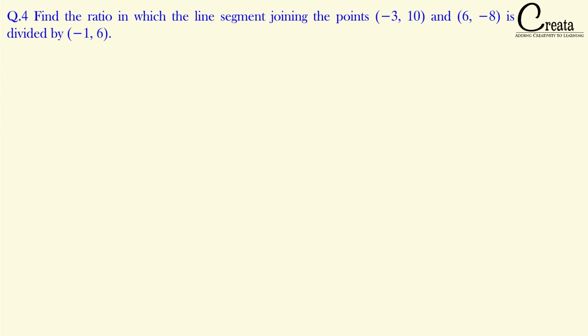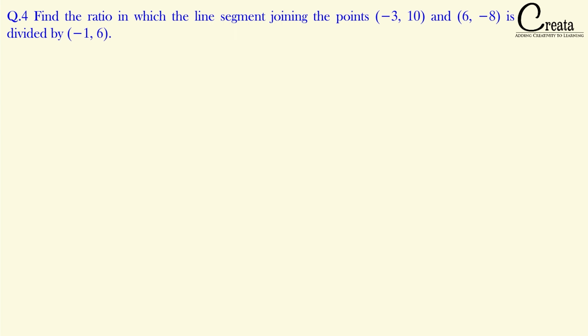Let's move to question number 4. Find the ratio in which the line segment joining the points (-3, 10) and (6, -8) is divided by (-1, 6).